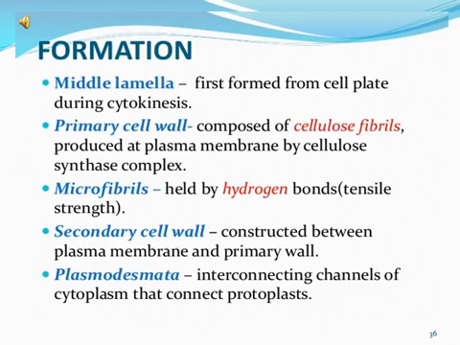The primary cell wall is composed of cellulose fibrils produced at the plasma membrane by the cellulose synthase complex. Microfibrils are held by hydrogen bonds. The secondary cell wall is constructed between the plasma membrane and the primary wall. Plasmodesmata are interconnecting channels of cytoplasm that connect protoplasts.